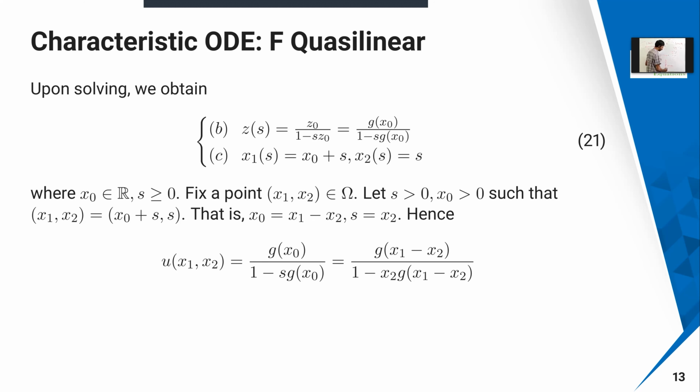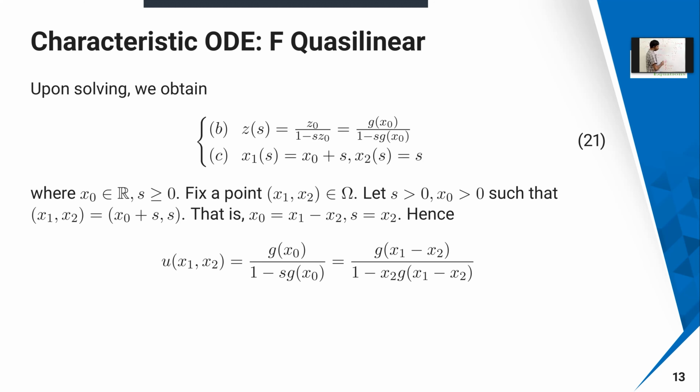Similarly, dy by ds equal to 1. So you are going to get y equal to s plus c. You have to calculate what this c is. I am going to choose this c in such a way that I involve only two constants. So y equal to s, and here I am going to take some x naught, so x equal to s plus x naught.